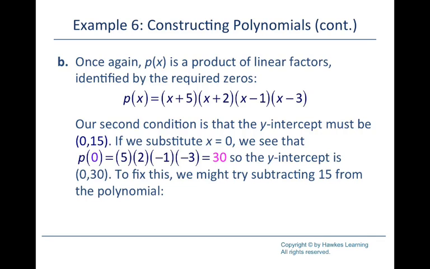If we substitute the 0 in, y-intercept means my x is 0. Then I have 5 times 2 times negative 1 times negative 3. We get 30. So the y-intercept, if I multiply everything as it is, is not 15. It's 30. So to fix this, we can do a couple things. Might try subtracting 15 from the polynomial.